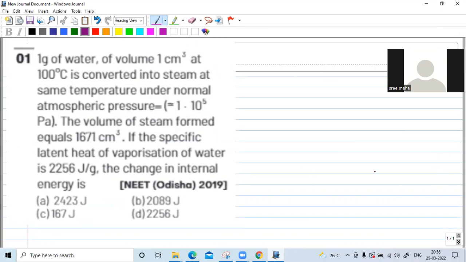Try this one: 1 gram of water of volume 1 cm cubed is converted to steam at the same temperature. The volume of steam is... specific.